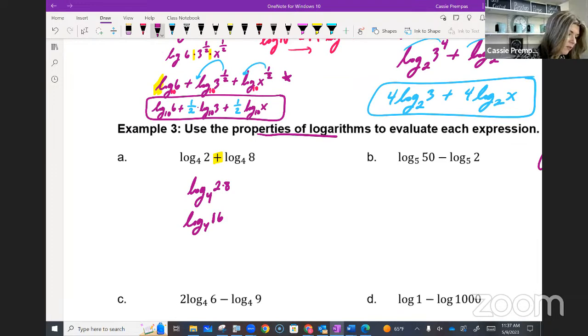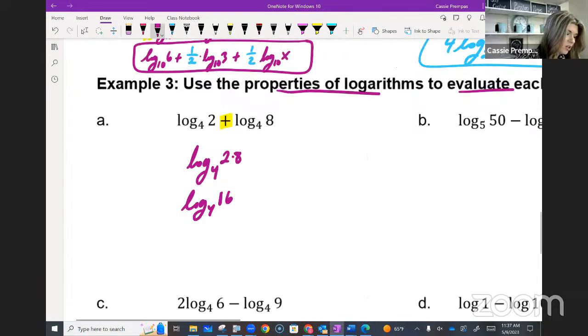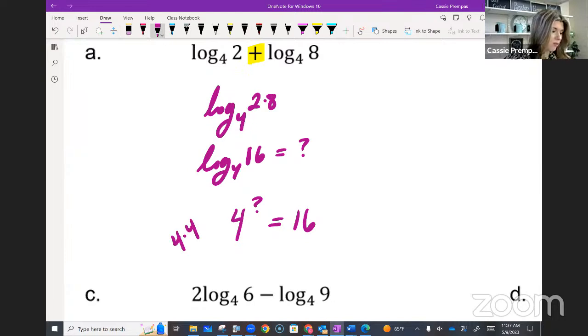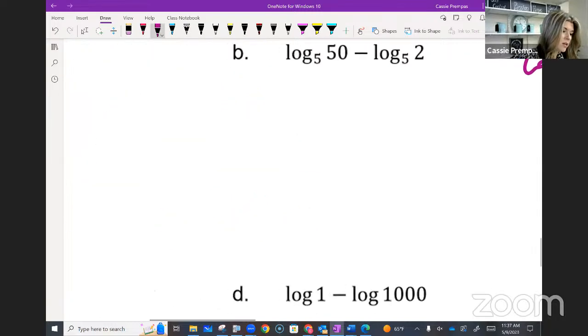Use your properties and then evaluate. So how do I determine what the value is? I'm saying 4 raised to what power is 16? 4 times 4 is 16. That's right. So this would be 4 squared. Awesome. So that answer would be 2.